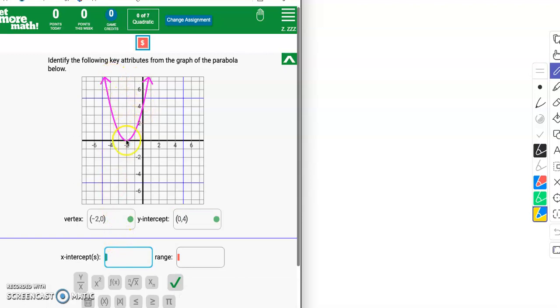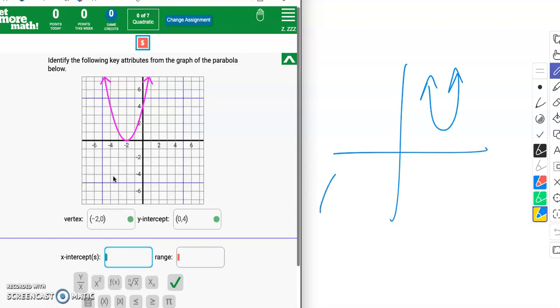The x-intercepts, well, sometimes there's going to be 2. It's possible that there are none. If there would be no x-intercepts, that would be because maybe the parabola is up here, never touches the x-axis, or if it's down here. Okay, but this does have an x-intercept, and it is at the point (-2, 0).